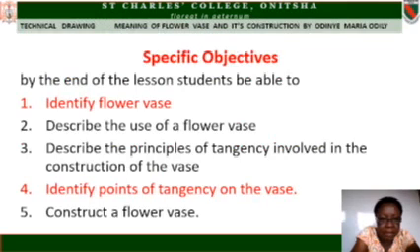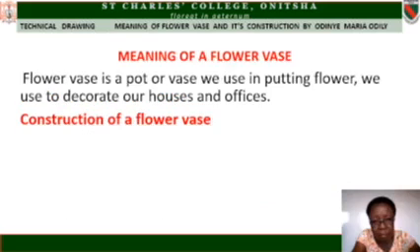Specific objectives. By the end of the lesson, students should be able to: 1. Identify a flower vase. 2. Describe the use of a flower vase. 3. Describe the principles of tangency involved in the construction of the flower vase. 4. Identify points of tangency on the vase. 5. Construct a flower vase.